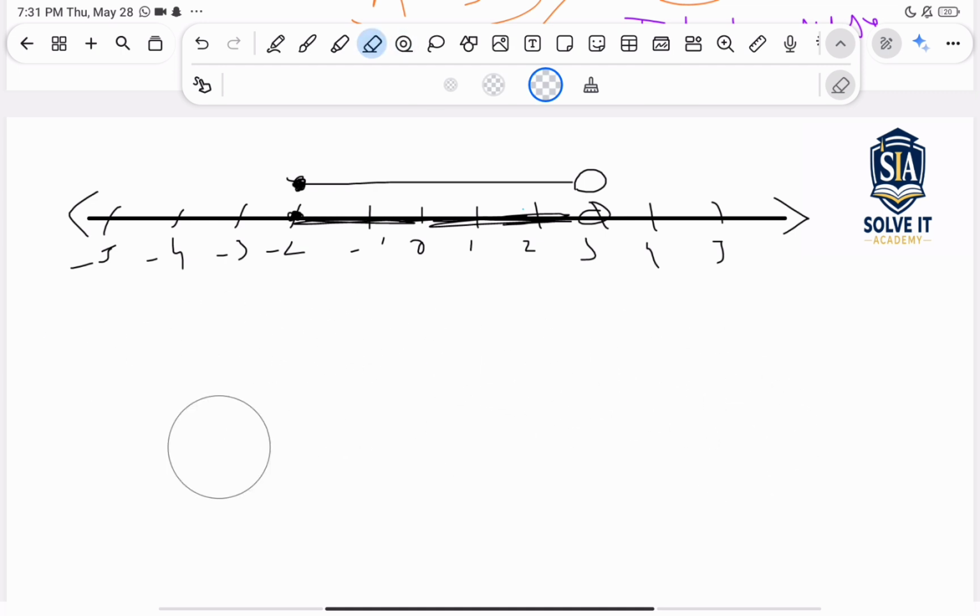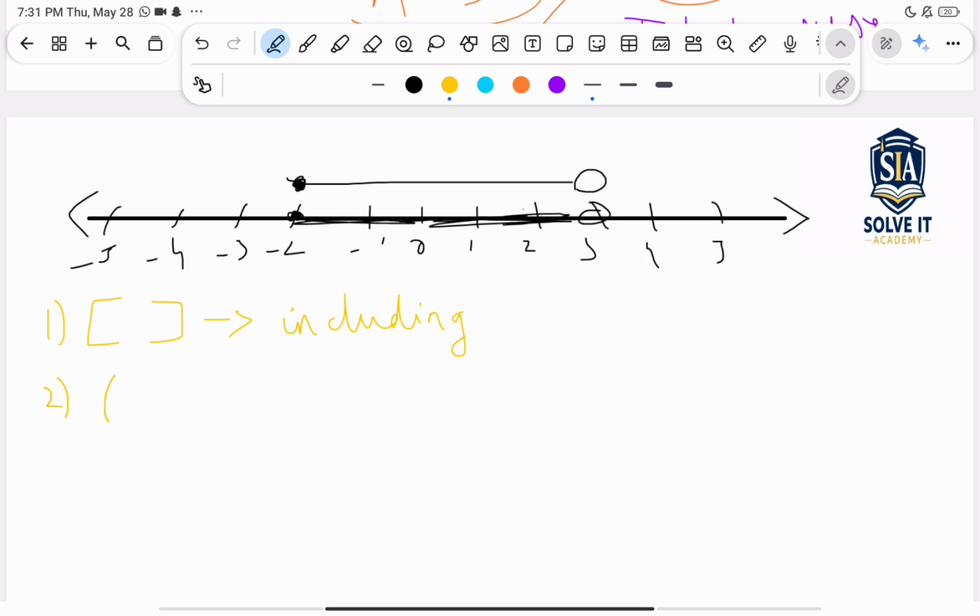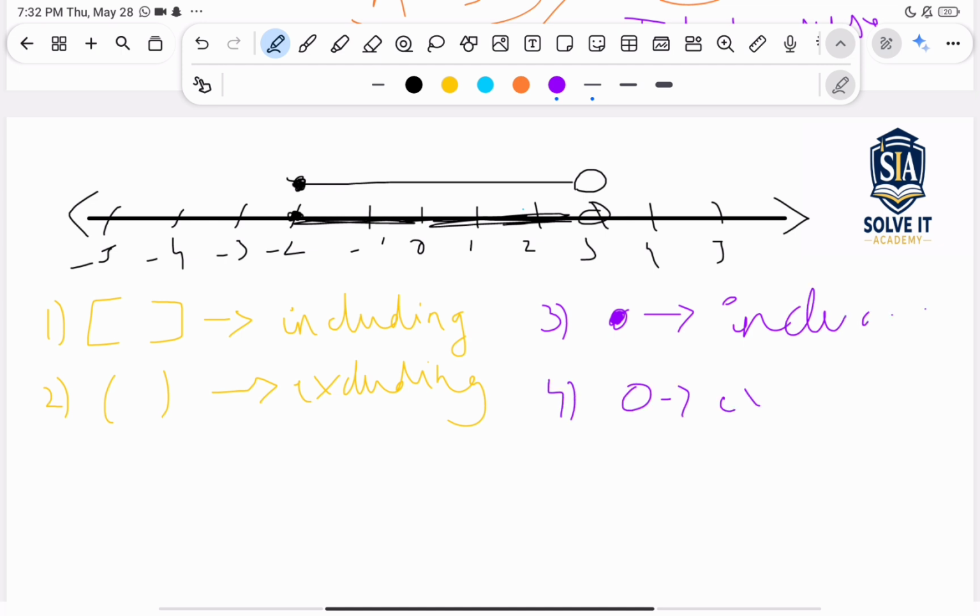In this same manner, if I want to depict it in a set form, points to be noted. Point number 1, square brackets show me inclusion, meaning including. Open brackets show excluding, and the points which we had learned just now: a dark circle represents including and a hollow circle represents excluding.